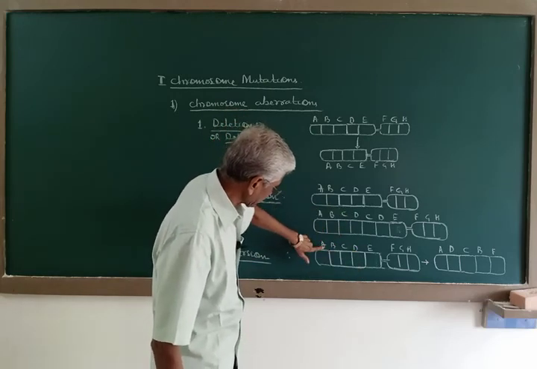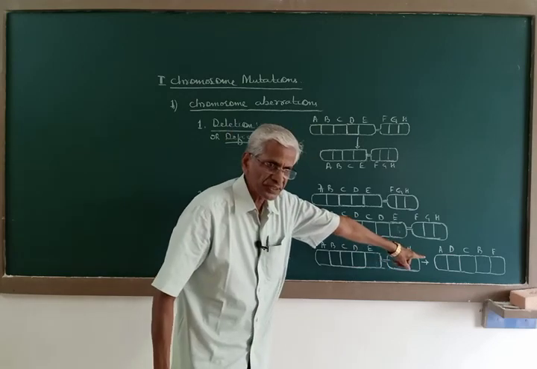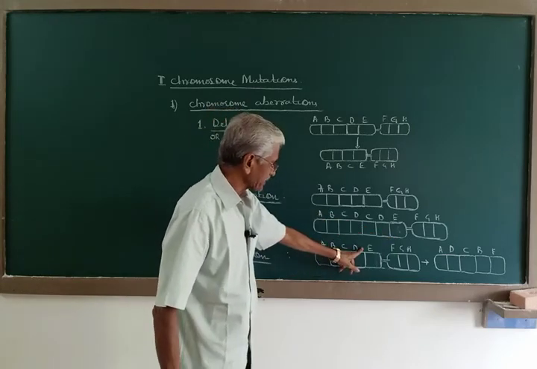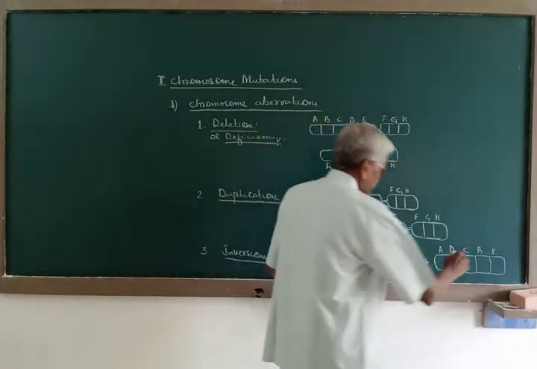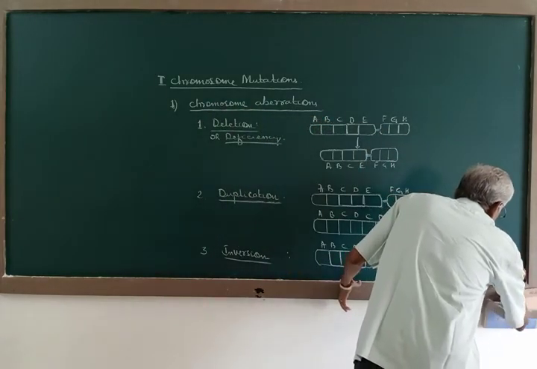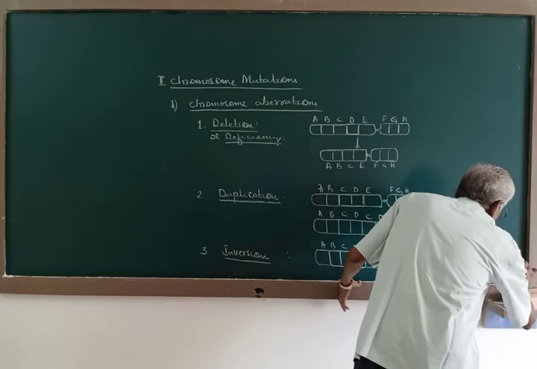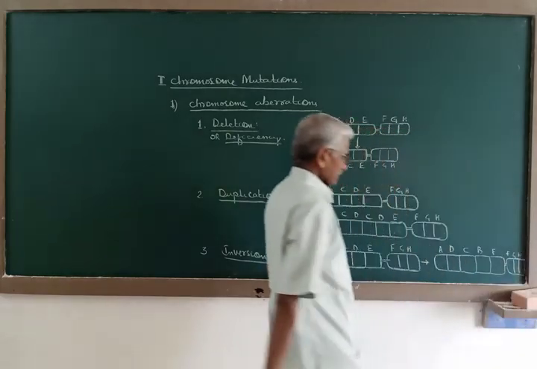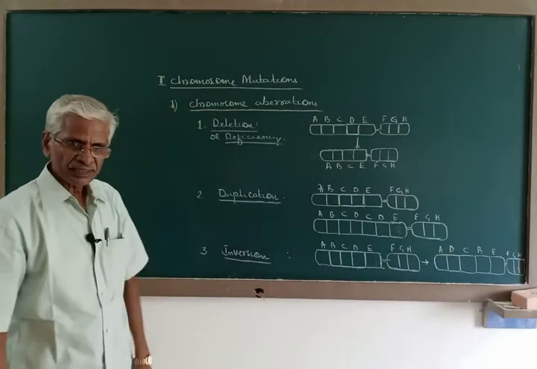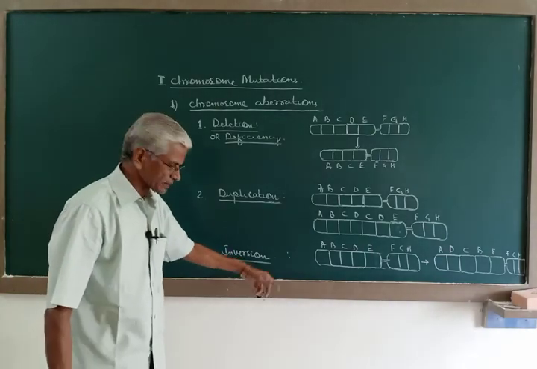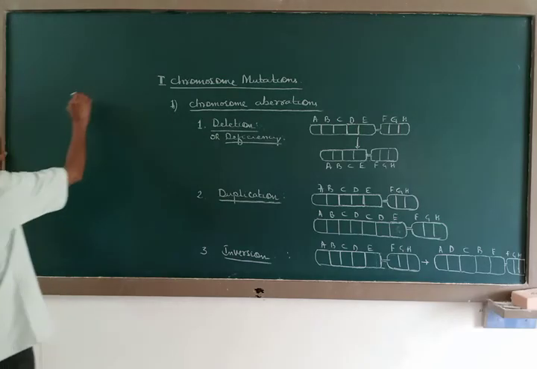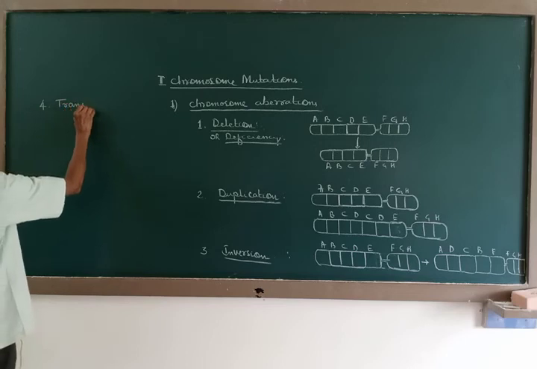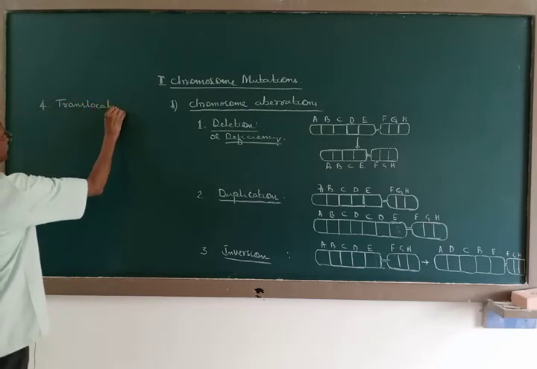So as a result here, after this change in the morphology or structure, the chromosome will have A first, then D, C and B, and then as usual E, and after that you have the rest of the part of the chromosome, F, G, H. So this type of change in the morphology of the chromosome is called inversion. And last one here is translocation.